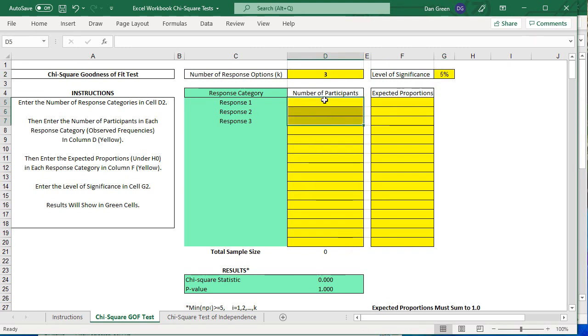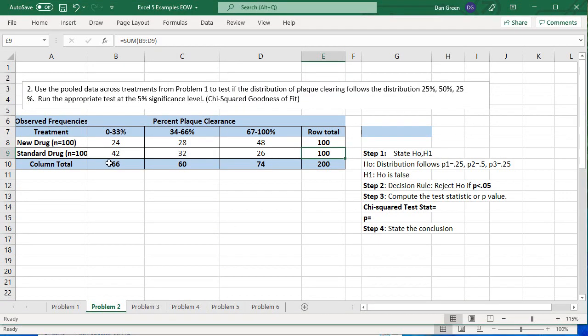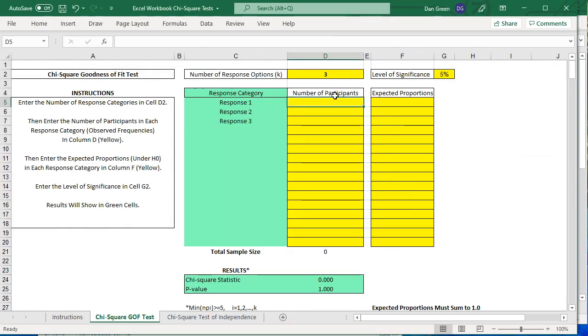Our observed values are going to go in here, the observed frequencies for number of participants. If we go back to the data that we were given, our observed frequencies were 66 in the first category, 60 in the second, and 74 in the third. So 66, 60, and 74. And then the expected proportions we're testing against are 0.25, 0.5, and 0.25. So we see that our chi-squared test statistic is 32.64, and our p-value to 3 decimal places is 0.000.